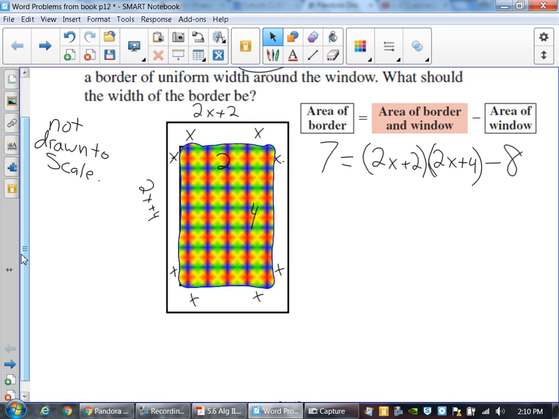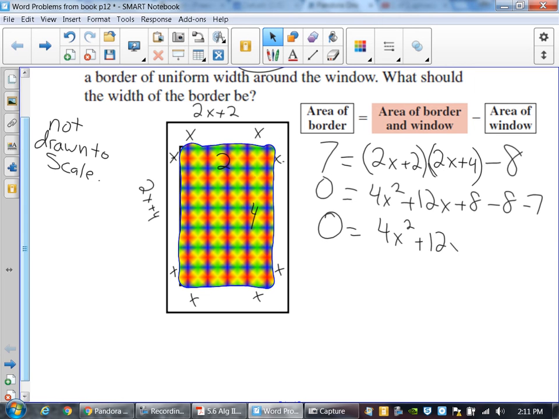So here's what we do. Guys, FOIL out. We have 4x squared, 8x, and a 4x is 12x, and then we have plus an 8, minus an 8. Bring this over, we have minus a 7 equals 0. What's 8 minus 8? 0. So now you have a quadratic of 4x squared plus 12x minus 7 set equal to 0. That sets you up for factoring, quadratic formula, completing the square and whatnot.